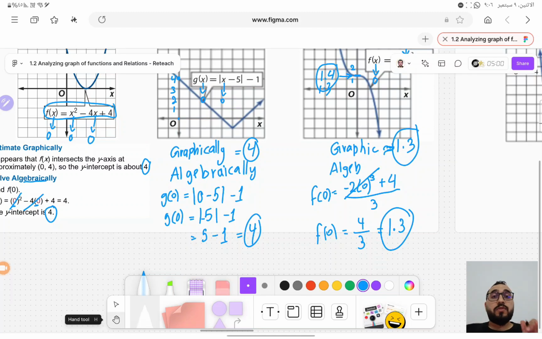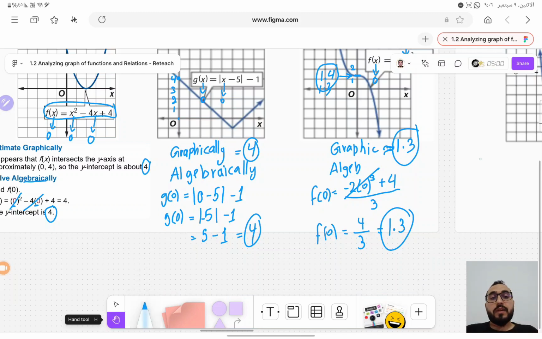So as I can see, graphically and algebraically are the same. If you need to know which one is more accurate, algebraically is more accurate. So let's say you estimate graphically the point, and the point that you estimated is not equal to the algebraic one, so for sure you have to change the graphical point to the algebraic one that you get.